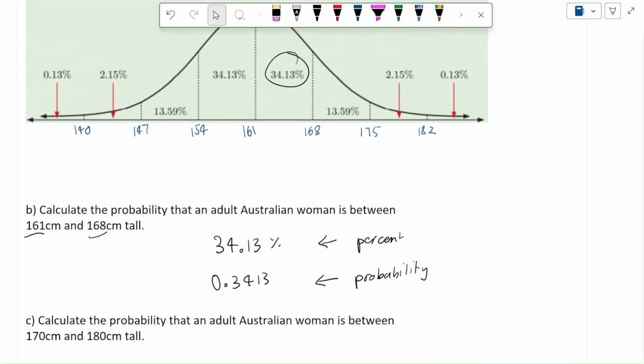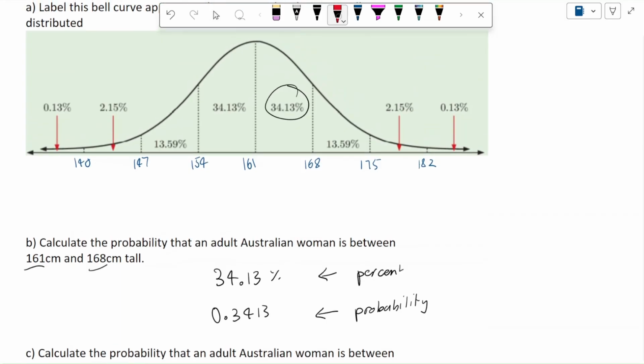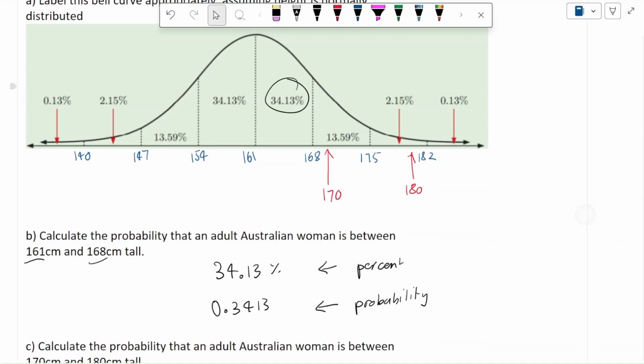Calculate the probability that an adult Australian woman is between 170 and 180. So previously we had the two numbers, 161 and 168. So we're very happy about that. We could just read it straight off the graph. But 170 is like there, and then 180 is like there. So I anticipate it's maybe about 12 or 13% based on those numbers, but we're not entirely sure.